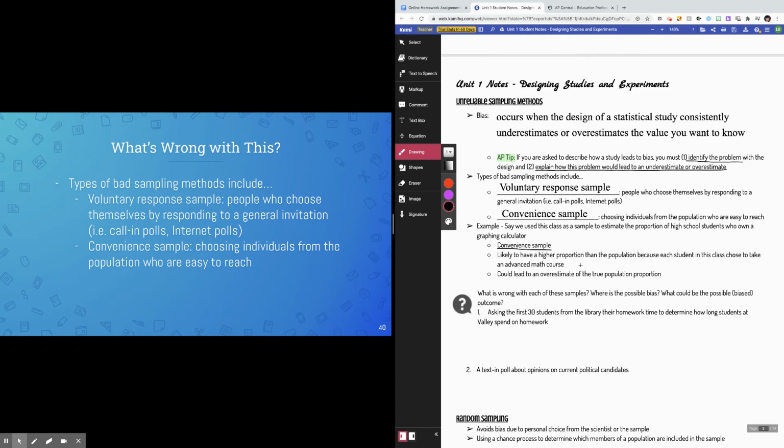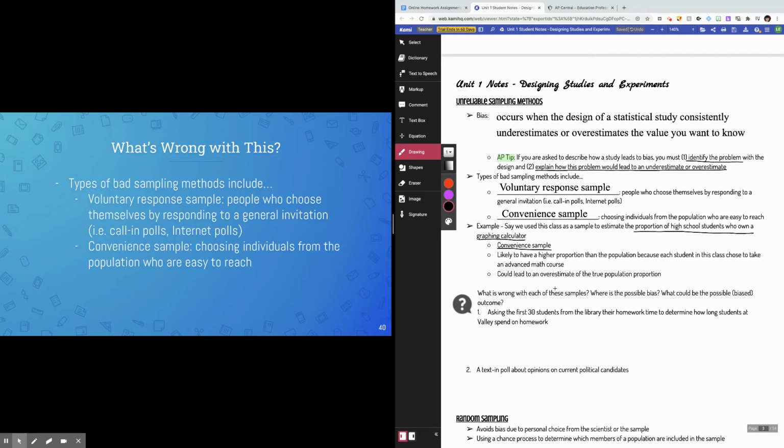So, for example, we are likely to have a higher proportion of graphing calculators than other groups in the school, right? Because you all chose to take this advanced math course, right? So you are much more likely to own a graphing calculator than just say any other random Valley student, right?